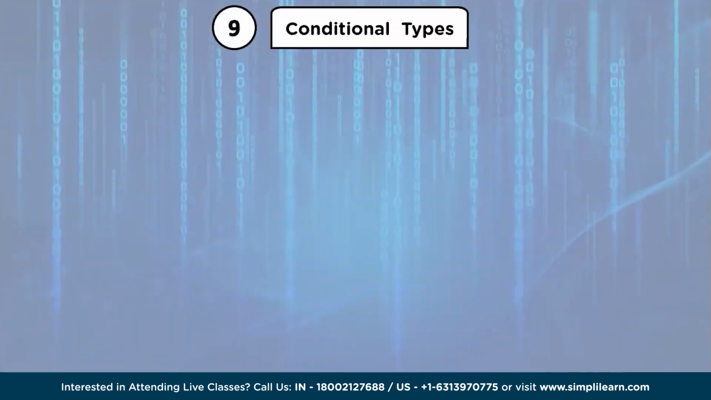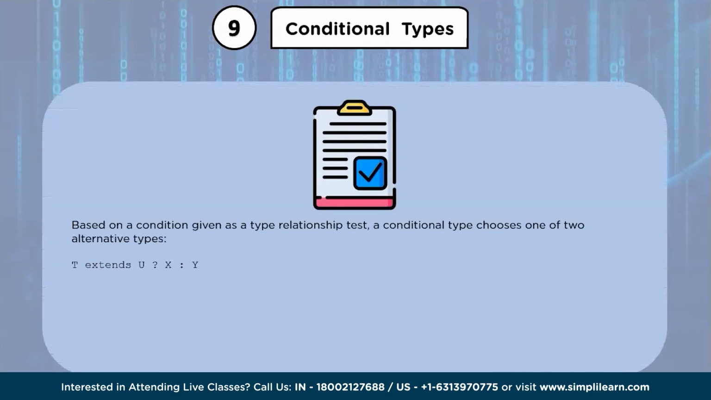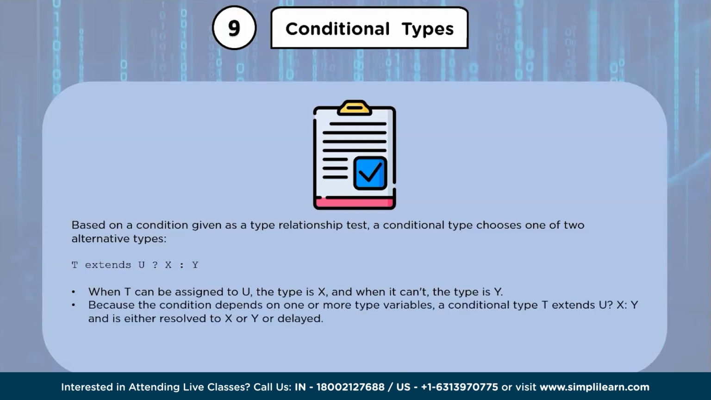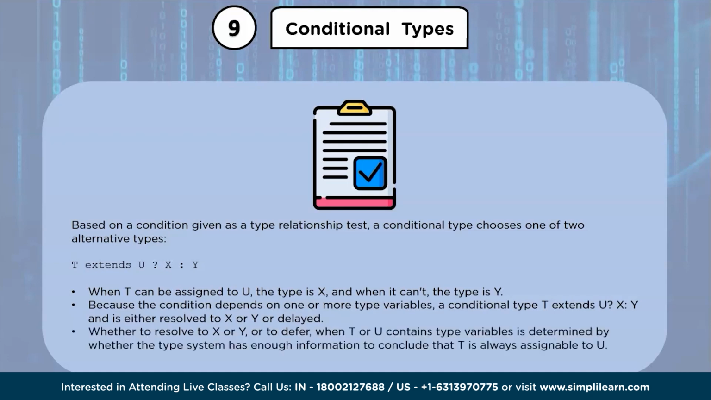Next we have conditional types. Based on the condition given as a type relationship test, a conditional type chooses one of two alternative types. When T can be assigned to U, the type is X, and when it can't, the type is Y. Because the condition depends on one or more type variables, a conditional type T extends U ? X : Y is either resolved to X or Y or deferred. Whether to resolve to X or Y or to defer when T or U contains type variables is determined by whether the type system has enough information to conclude that T is always assignable to U.